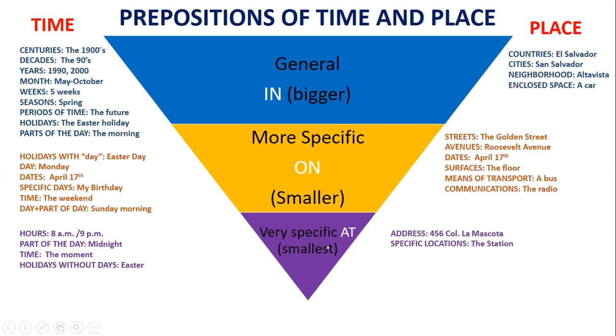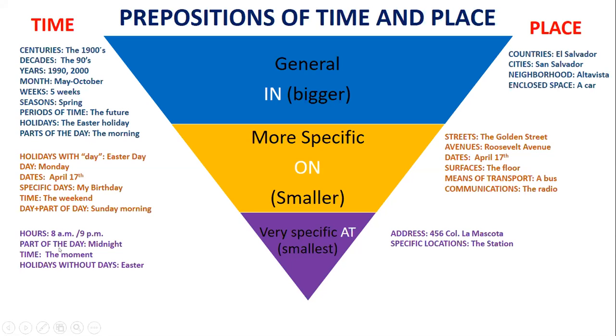And finally, we use at in a very specific time or a smallest place. Si se fija, se va reduciendo, ¿verdad? Entonces, at lo utilizamos para tiempos más específicos todavía que in y que on, y para espacios mucho más pequeños, ¿verdad? Que in y on. For example, at 8 a.m. or at 9 p.m. Aquí estamos especificando no solo, no el día, ¿verdad?